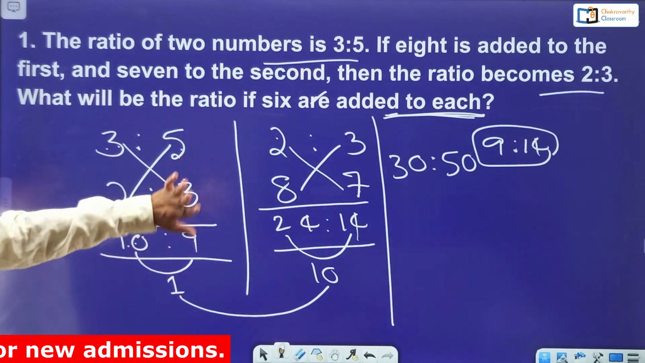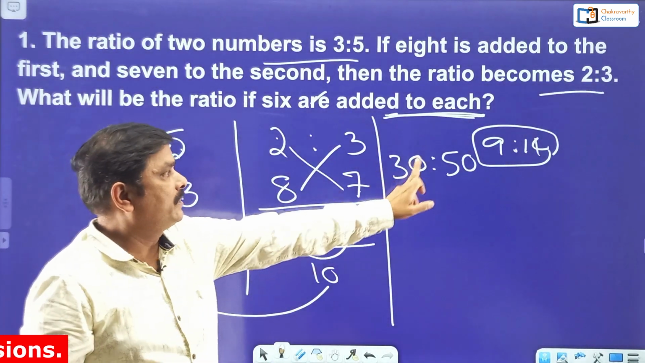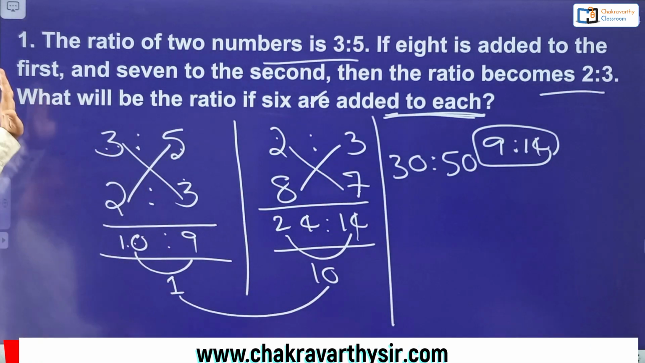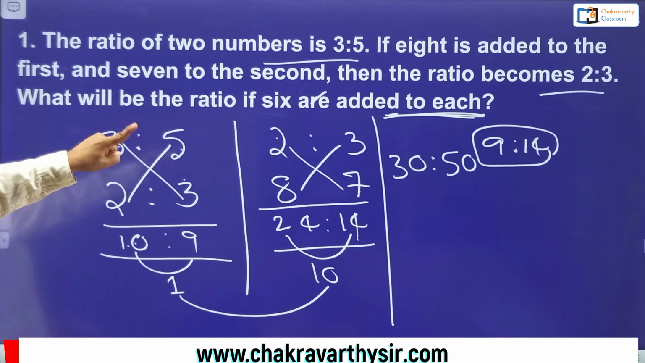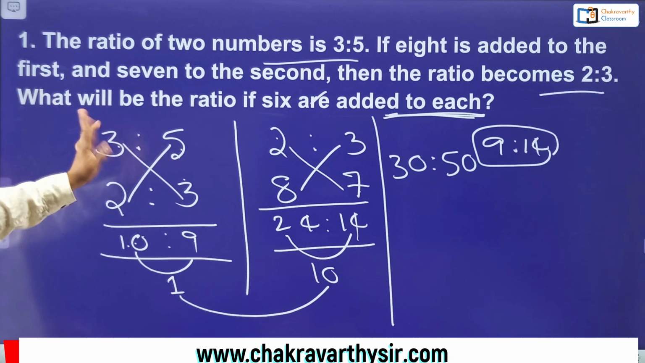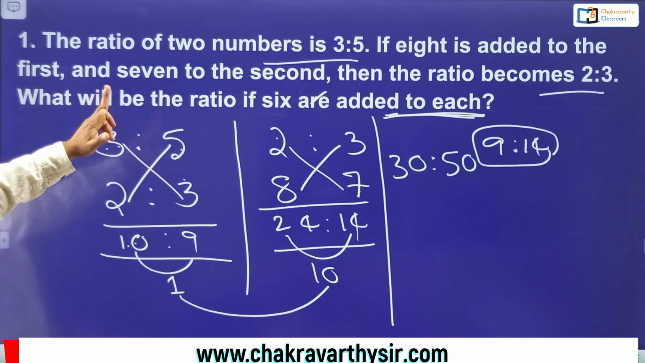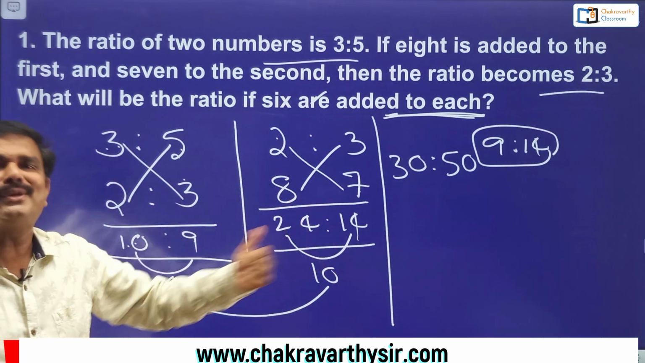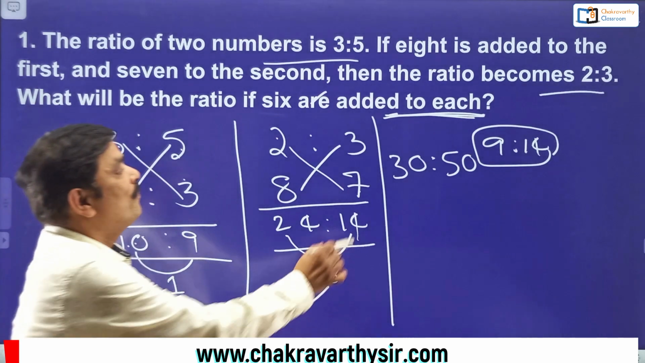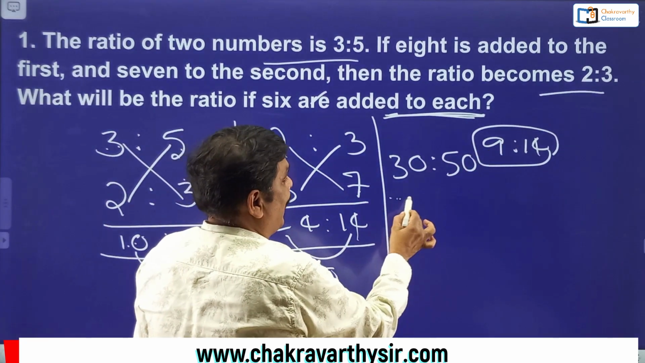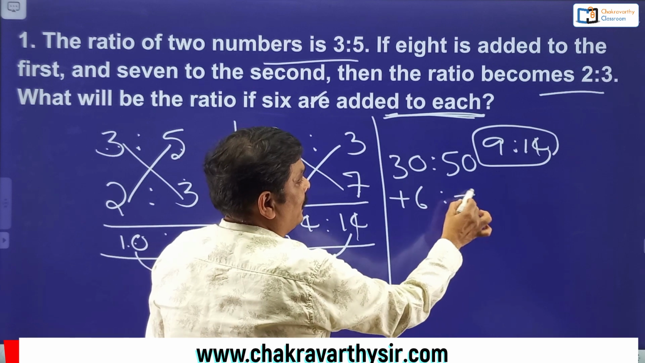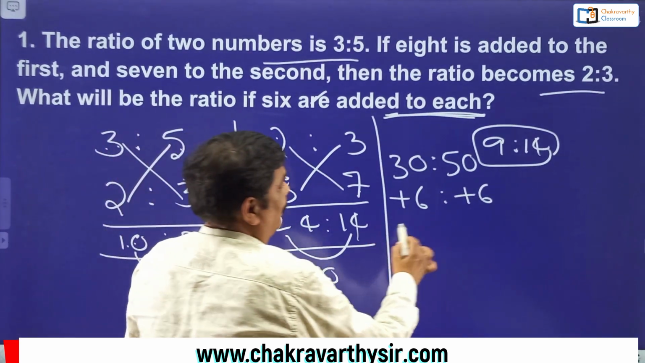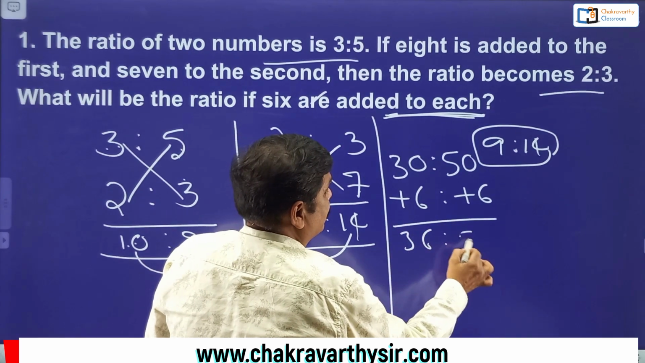Got the idea? Now, these are the original numbers, 30 and 50. For these 30 and 50, if you add 8 to the first one, 7 to the second one, the ratio becomes 2 is to 3. If you want, you can check that one. Now, what they are asking for these two numbers, if you add 6 for this one, 6 for this one, what is the new ratio? Just now we have done that one, that is 36 is to 56.